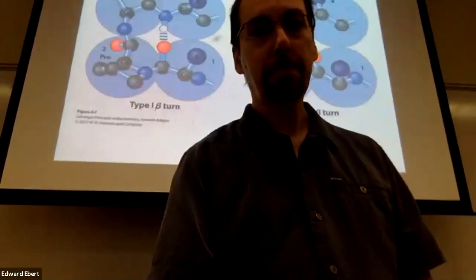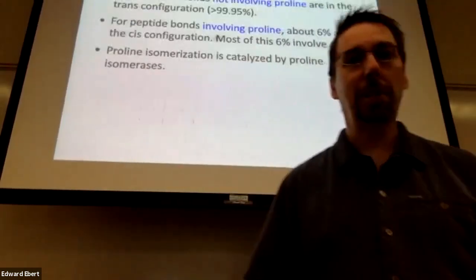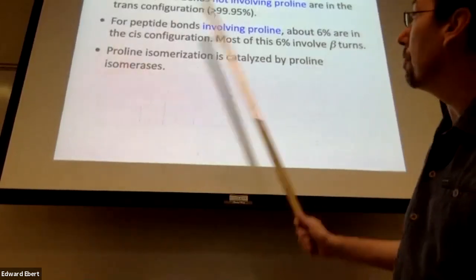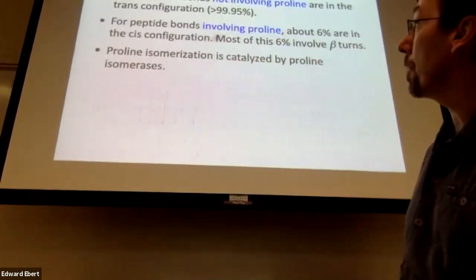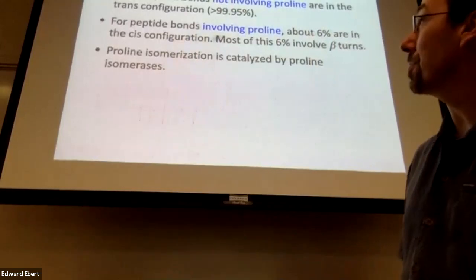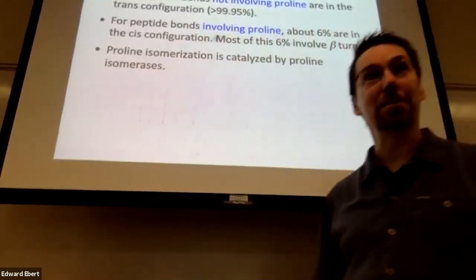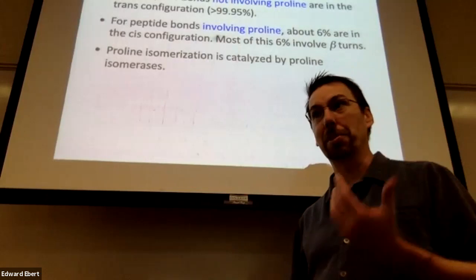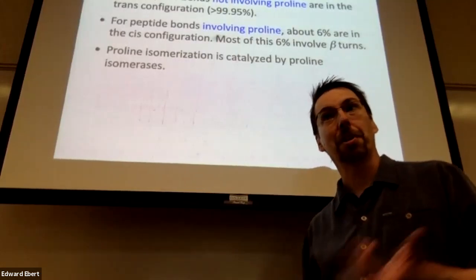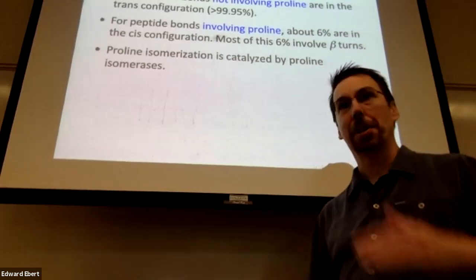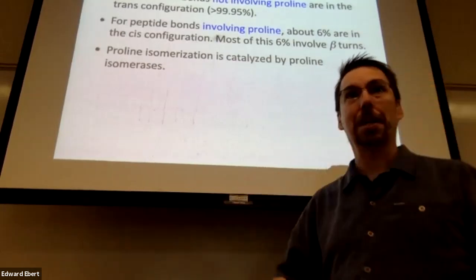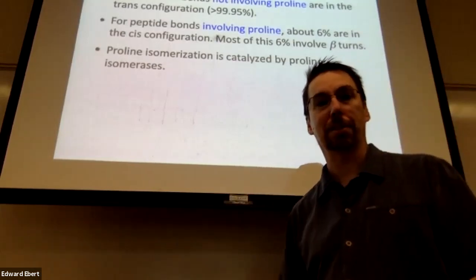Okay. So let's talk about that proline just a little bit. Most peptide bonds that don't involve proline are in the trans configuration, but for peptide bonds that do involve proline, about 6% of them are in the cis configuration, and most of that is that beta turn. So we actually put them in this energetically unfavorable cis configuration to facilitate that turn. And then you can see all those hydrogen bonds between the strands there are going to pay the energy debt for putting proline in that cis configuration.